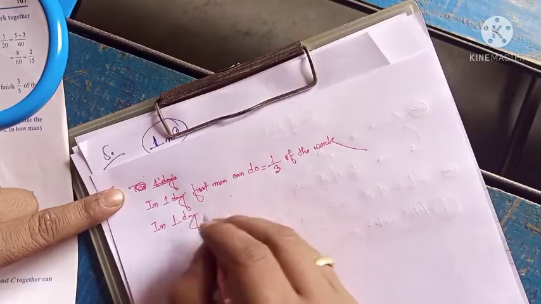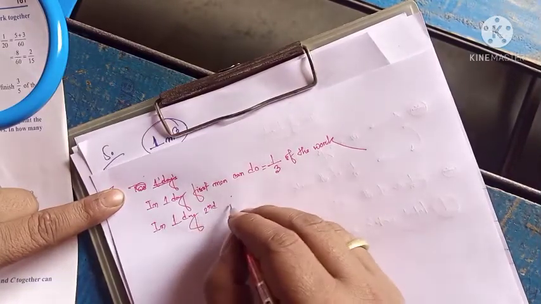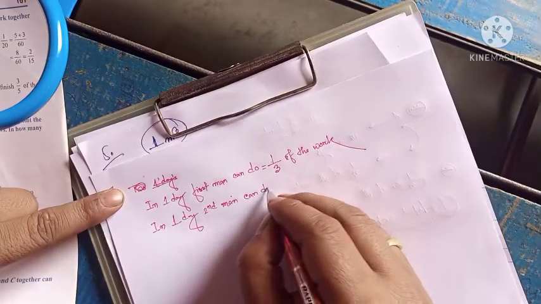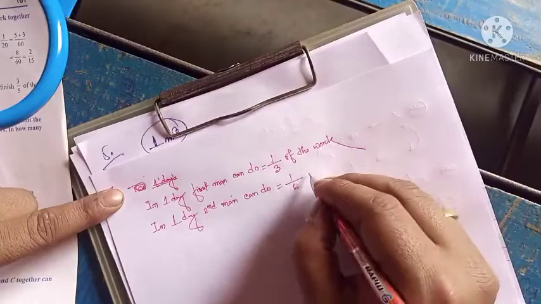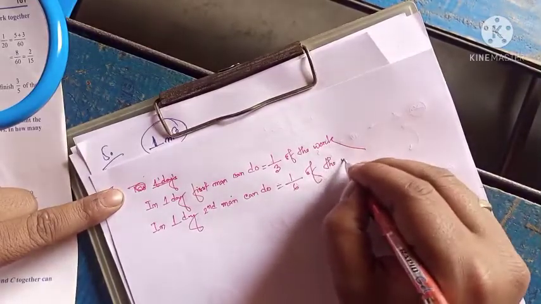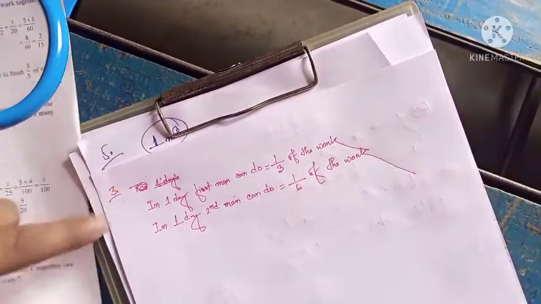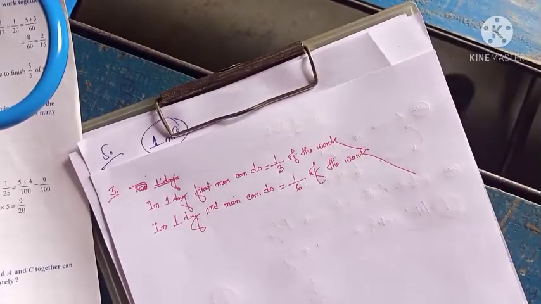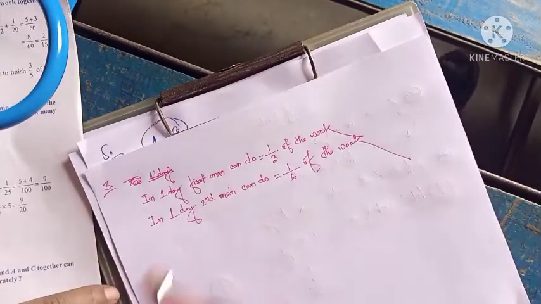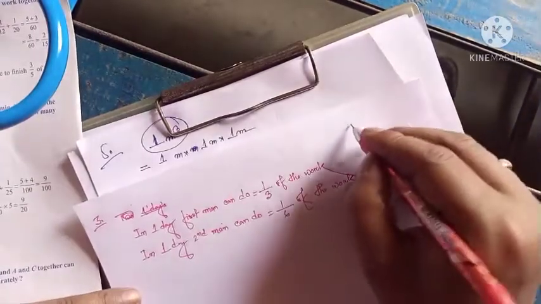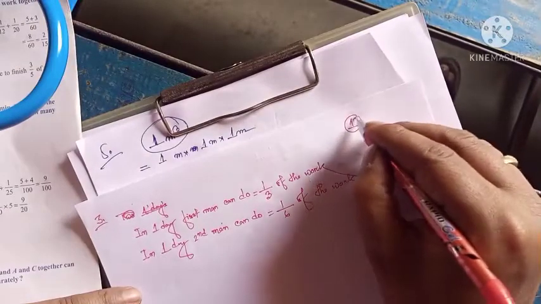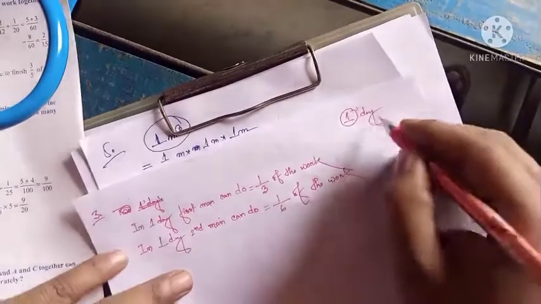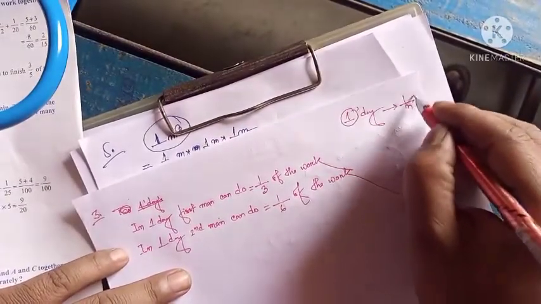In 1 day the second man can do 1 by 6 of the work. Okay, if they work together, so if we find the one day's work when they work together, then we can find the total work done complete by n days.